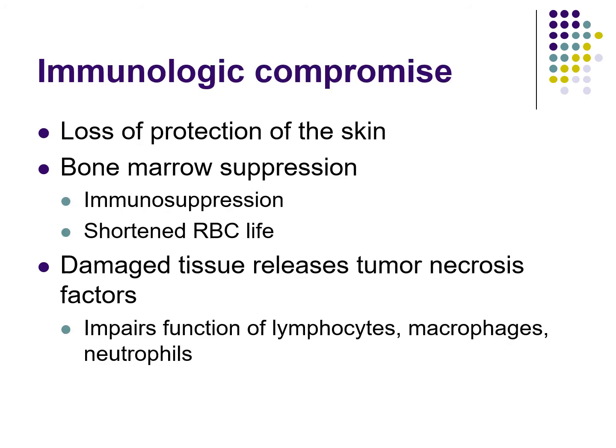The other concern with the loss of the skin would be the immunologic compromise. So the skin is a barrier, as we've talked about before. This is a barrier form of protection, but also the different chemical mediators that erupt after a burn can suppress the bone marrow. So if that is depressed for a while, then their immune system is going to be depressed. You can see their red blood cells have a shorter lifespan, so they'll need to be supported again for their immunologic system.